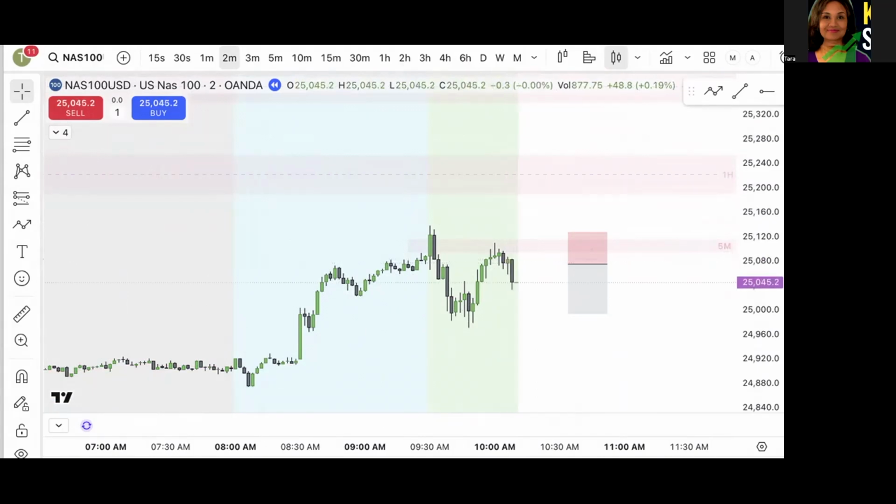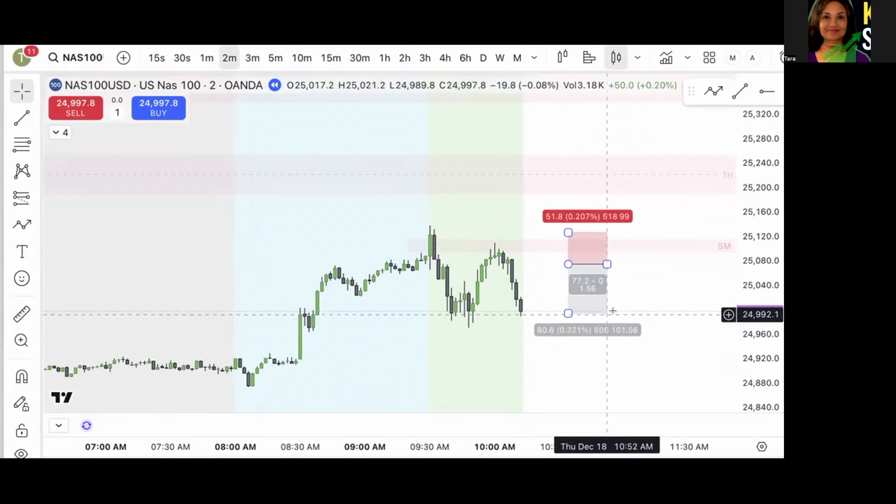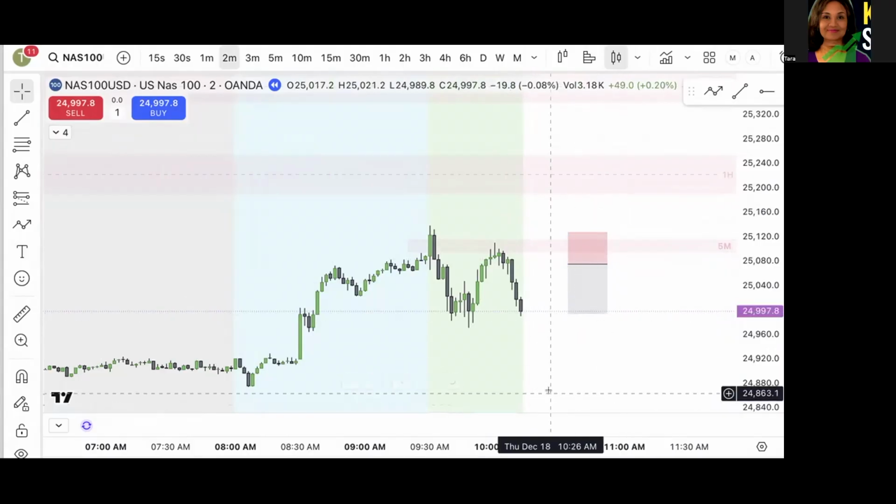And we can see that price does make its way down to our TP. And now we'll take a look at this in real time on Henko Trade.